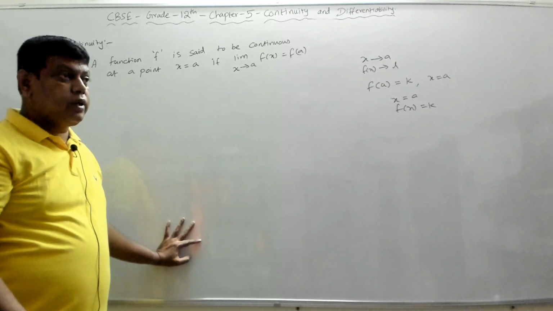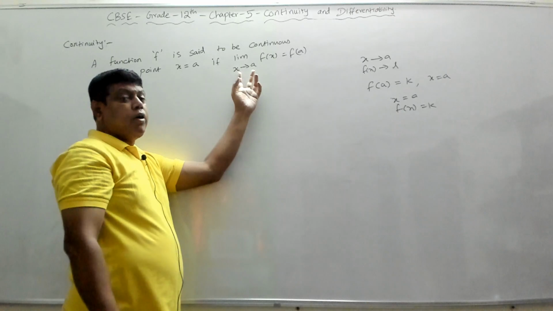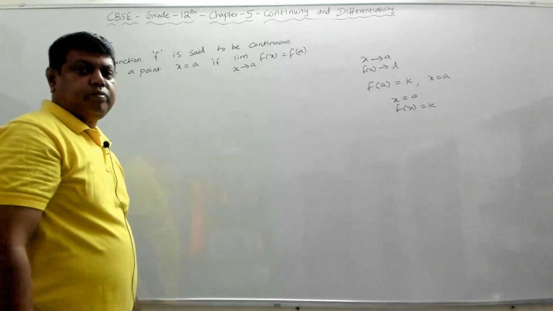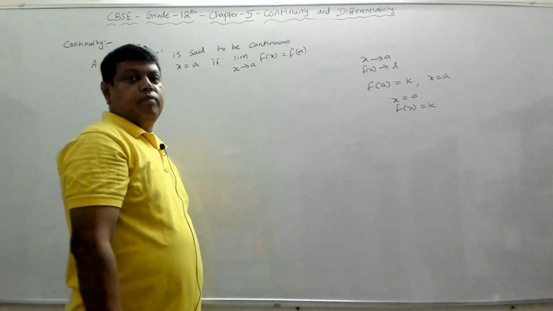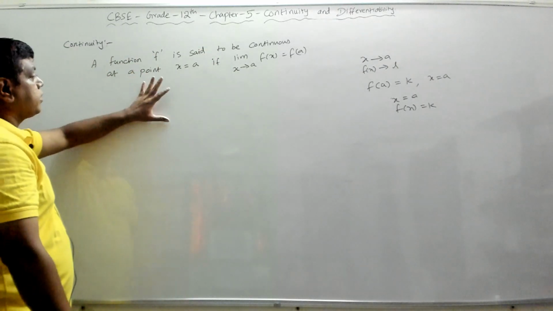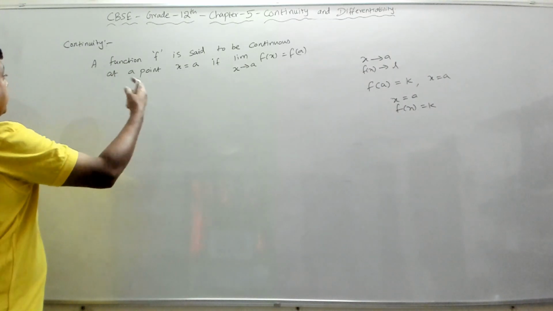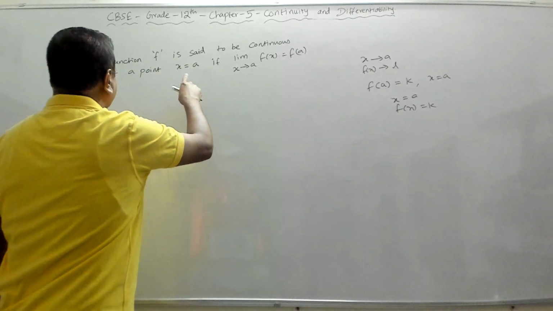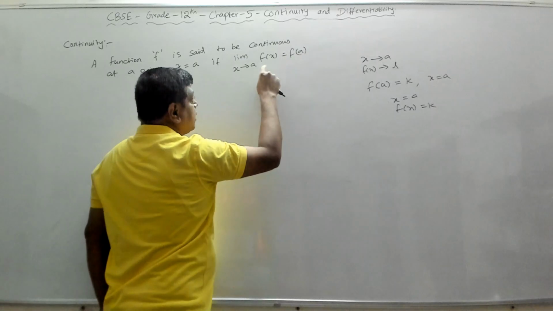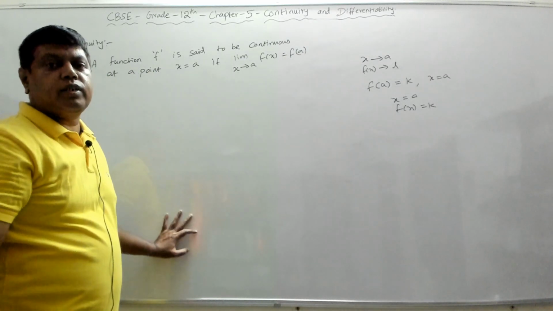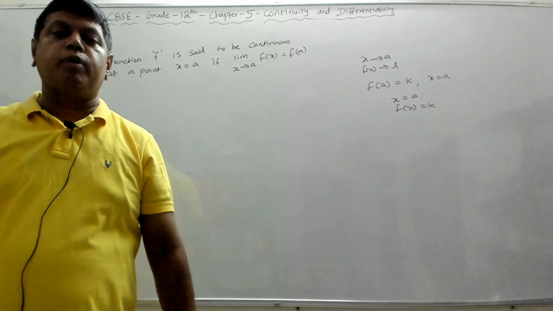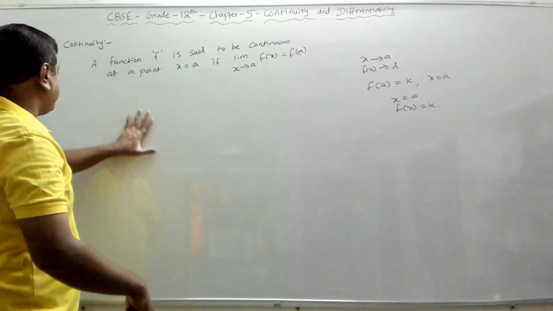A function is said to be continuous if the limit of f at the point x equal to a matches the value of the function at the point x equal to a. I will give a few examples, then you will understand this definition. Again, the definition: a function f is continuous at the point x equal to a if the limit as x goes to a of f of x equals f of a. If both match, then the function is continuous at x equal to a. If they don't match, then it is not continuous at x equal to a. So we'll take one example.